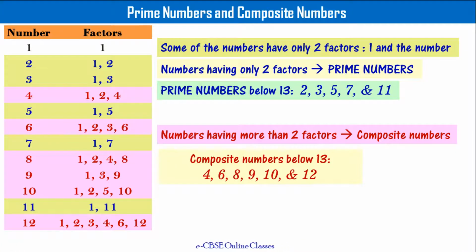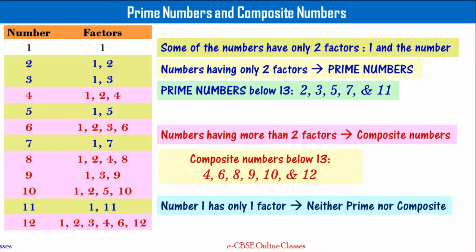From this table, you can say that 4, 6, 8, 9, 10 and 12 are the composite numbers below number 13, right? And you must have observed that 1 has got only one factor, that is number 1 itself. That's why we say that number 1 is neither prime nor composite number. Please take a note of that.